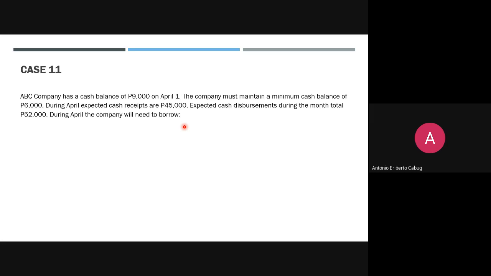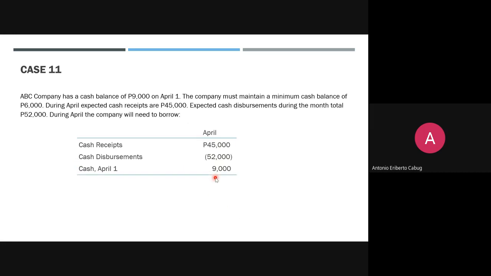Okay. All answers in? Madali lang to, no? So, how much does the company need to borrow? April, the receipts is 45,000 pesos. Disbursements, that's an outflow of 52,000 pesos. So, the net effect will be minus 7,000. Tama? The net effect will be minus 7,000 pesos. May cash balance pa naman na 9. Negative 7 plus 9. So, this is the beginning balance, no? The ending balance, if you're not going to borrow anything, will be 2,000 pesos.